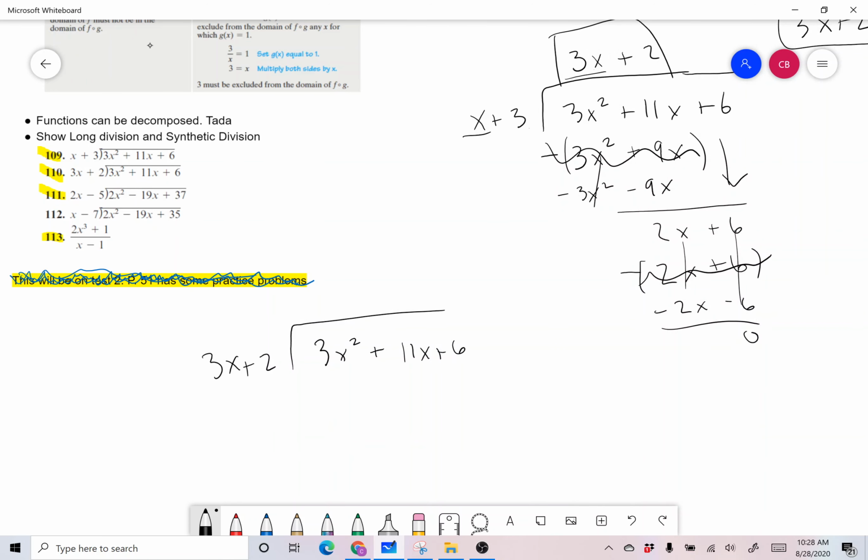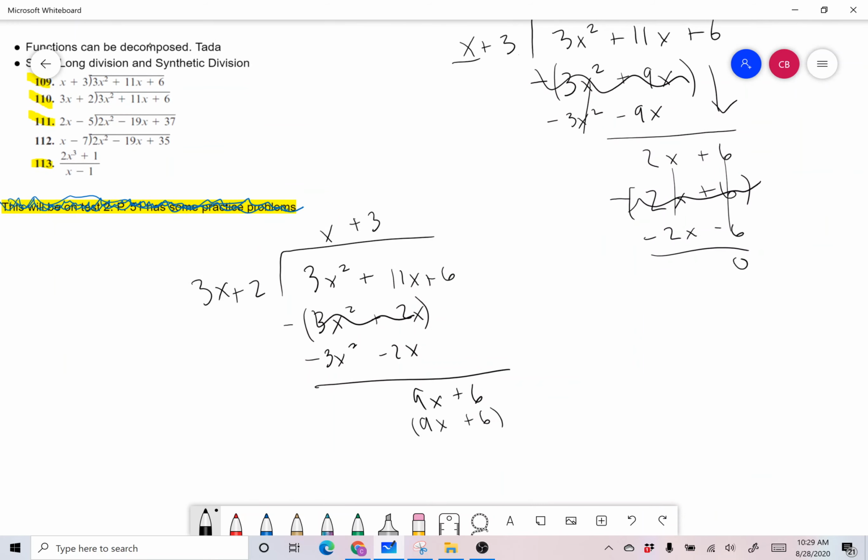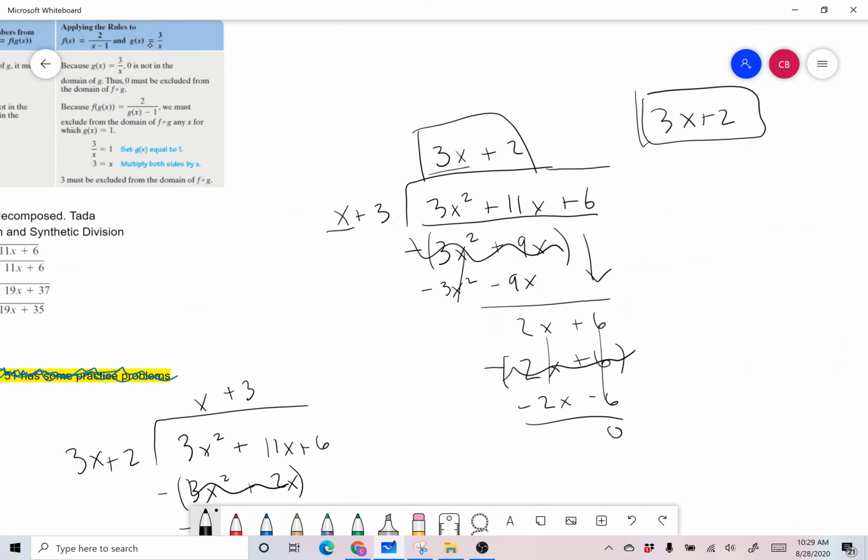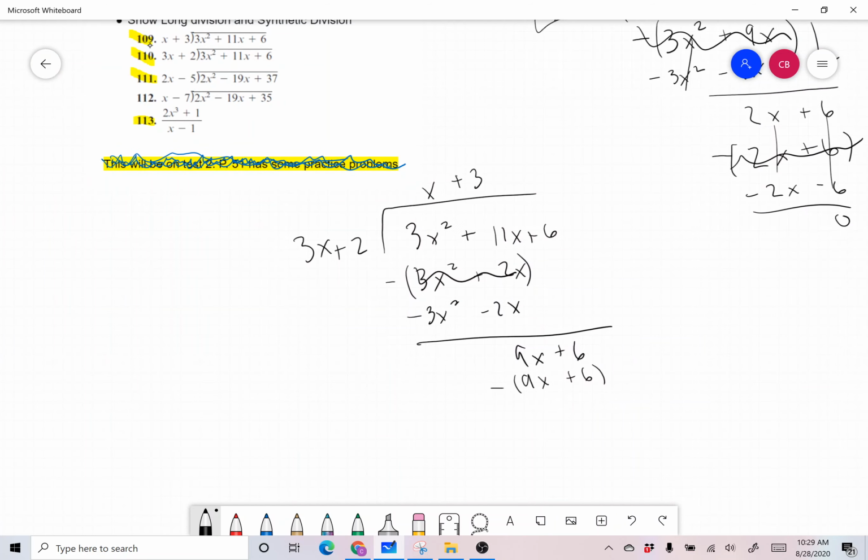So 3x goes into 3x squared x times. That's 3x squared. And then 2x times x is plus 2x. So then we subtract. That's minus 3x squared minus 2x. And this is 9x plus 6. And 3x goes into that 3 times. And this is going to be 9x plus 6. Now, if you're wondering how I knew that, obviously it's because this is being divided by this, which is going to give us that back. Okay. And so therefore that's why that worked that way.